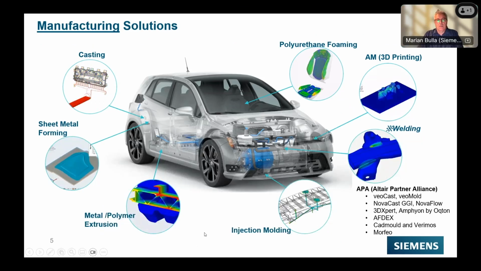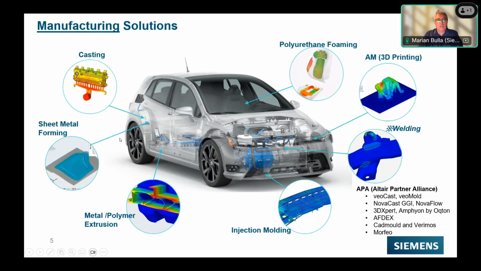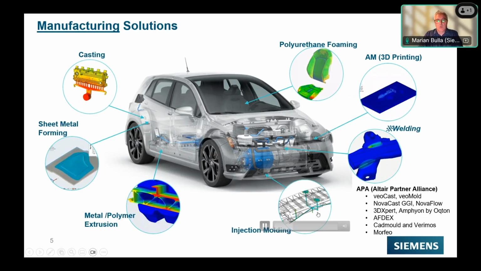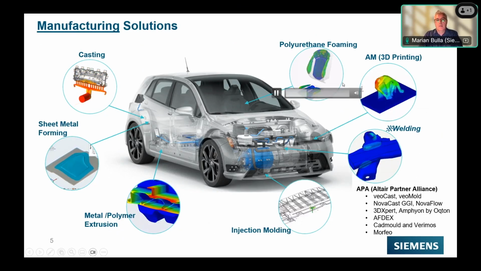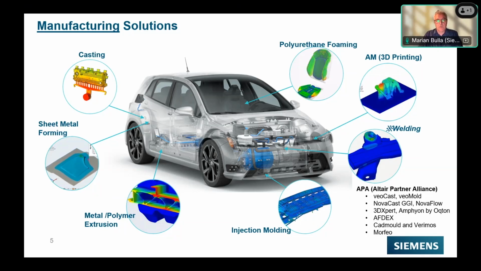So there are other solutions which also exist besides Optistruct in terms of manufacturing. For example, casting, which you can see here, or stamping, or extrusion, injection molding for polymers, or welding, or 3D printing, or polyurethane foaming for these seat cushion foams. So these are also available in the HyperWorks portfolio, besides Optistruct.